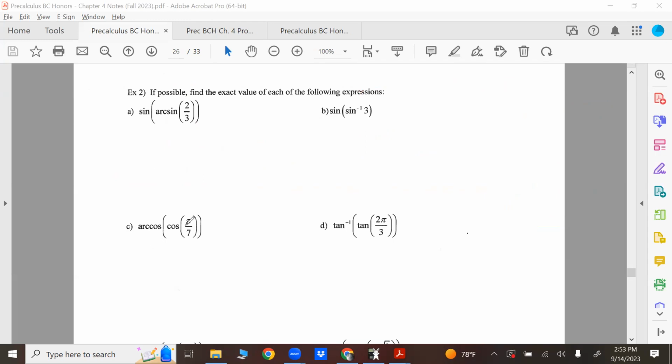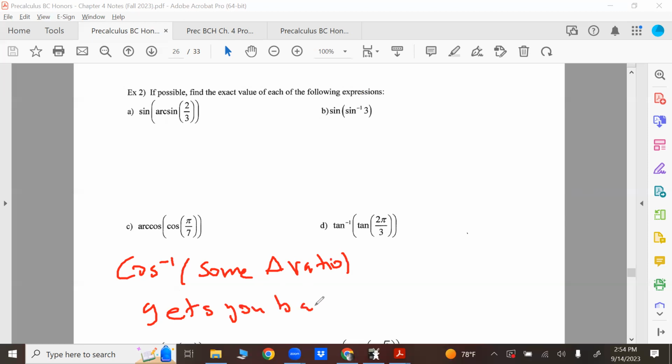Now, cosine pi over 7 is definitely in the first quadrant. I don't know what that is, but they're pretty much going to undo each other. So this is some ratio, and you're doing inverse cosine of some triangle ratio. Well, guess what? It's going to get you back to pi over 7.